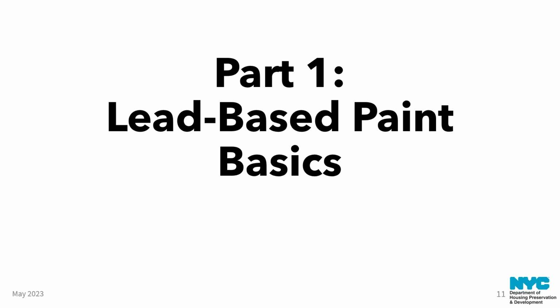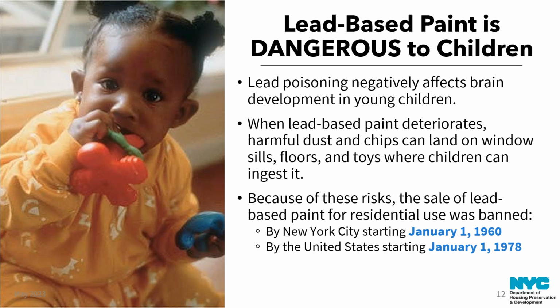So let's start by discussing lead-based paint basics. This part 1 is going to be an overview of some topics that we will go into more detail about as we proceed. The most basic and important fact about lead-based paint is that it is dangerous to children. That is why we are here talking about lead-based paint in residential housing, because young children's nervous systems and their brains are still developing, and lead-based paint interferes with that process. So the effects of lead poisoning on a child can be devastating. It can cause permanent, lifelong negative impacts.